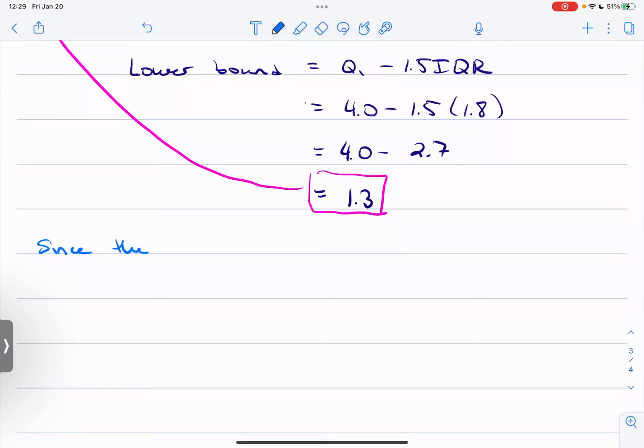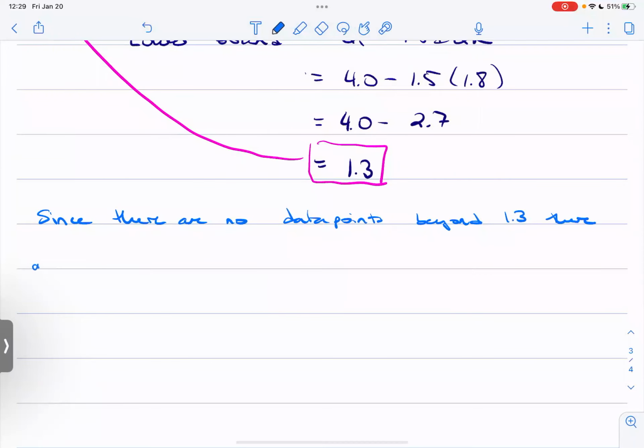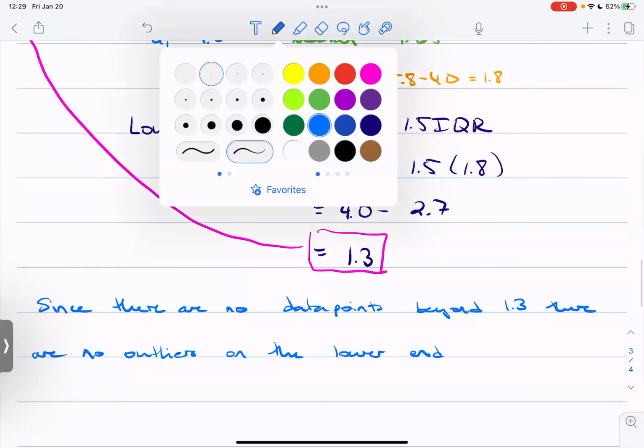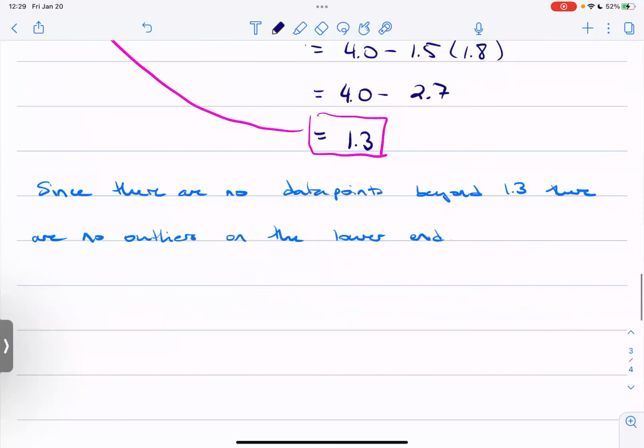Since there are no data points beyond 1.3, there are no outliers on the lower end. We're still going to do that with the upper end. Okay. From the box plot, I suspect that there probably is going to be an outlier. So let's see here. So let's do the upper bound.